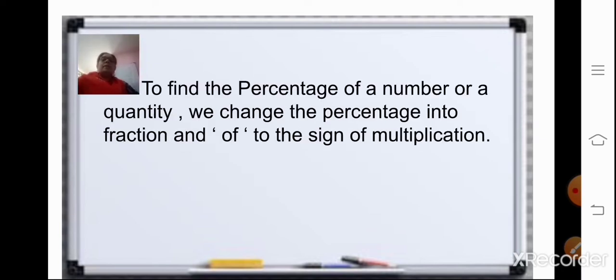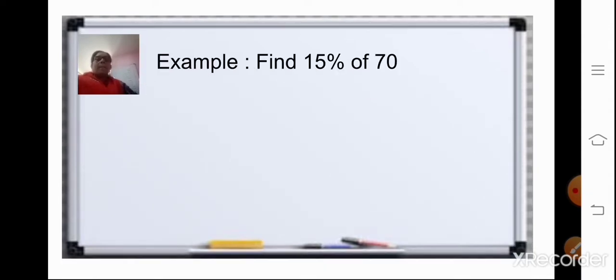Now to find the percentage of a number or a quantity, we change the percentage into a fraction and "of" to the sign of multiplication. So what we have to do is just change the percentage into a fraction and "of" to the sign of multiplication. So let us start with an example. Now here you have to find 15% of 70.